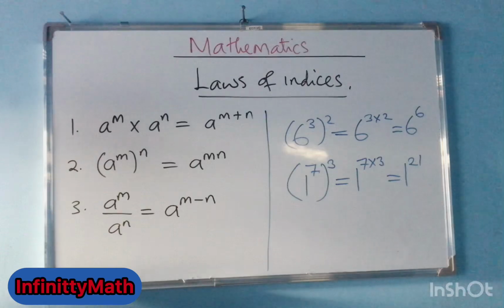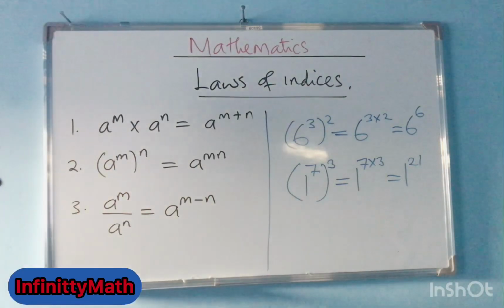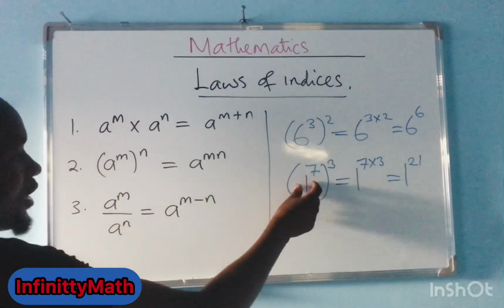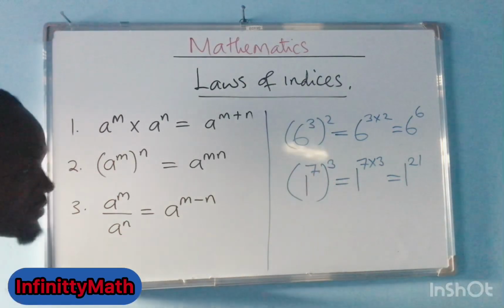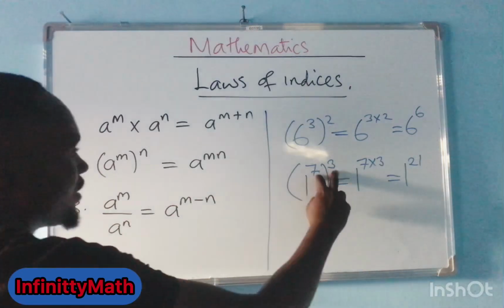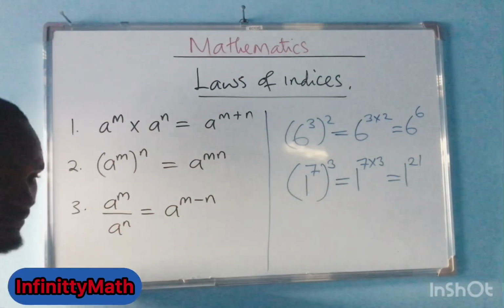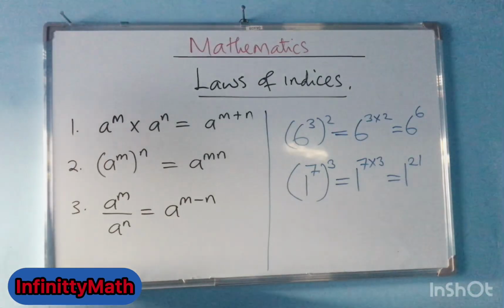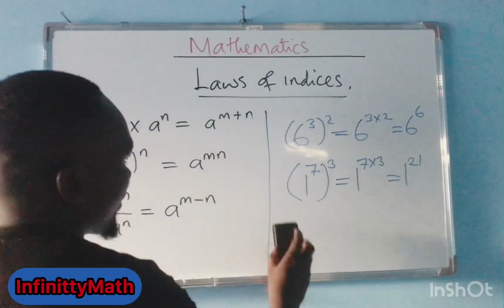So we can solve so many questions using this trick, so that we have just one thing to deal with, instead of first dealing with what is inside, then coming back to deal with what is outside. You can deal with them by just multiplying these two exponents together and getting the product 21. I hope that is clear, so that we can proceed to the last law and look at some examples that we can solve.